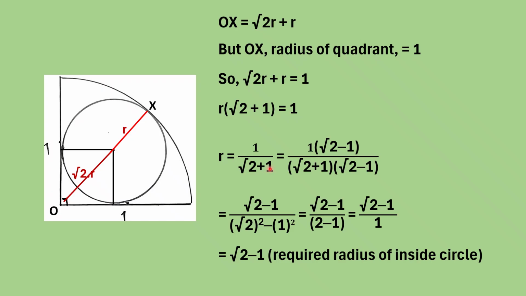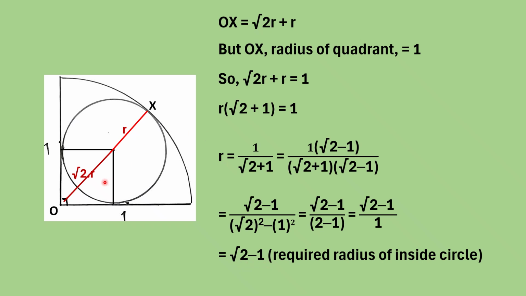We rationalize by multiplying with the conjugate. Multiply this fraction, numerator and denominator, with the conjugate, that is root 2 minus 1. So numerator you get root 2 minus 1, denominator root 2 plus 1 into root 2 minus 1, that is root 2 whole square minus 1 whole square, that is 2 minus 1 or 1. So root 2 minus 1, that is the value of r. So the required radius is root 2 minus 1, and if you want you can put the value root 2 equal to 1.414 minus 1, that is 0.414, or you can leave it as root 2 minus 1.